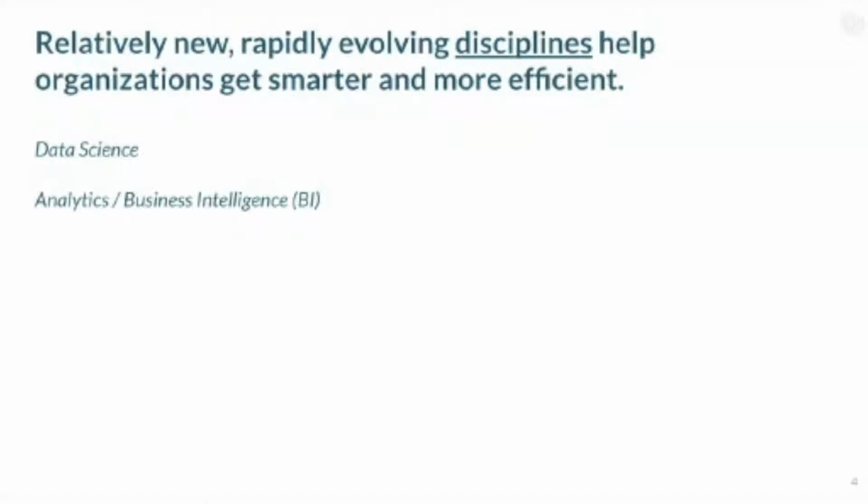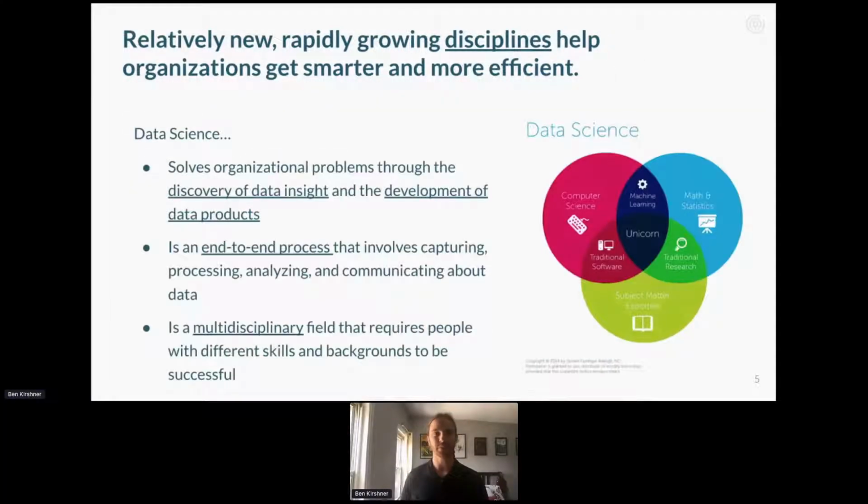The reason I want to start here is because understanding what all these buzzwords mean requires understanding the field from which they derive. So to dive a little bit deeper, data science is really 3 things. Data science solves organizational problems through the discovery of data insight and the development of data products. It is an end-to-end process that involves capturing, processing, analyzing, and communicating about data. And it is a multidisciplinary field that requires people with different skills and backgrounds to be successful.